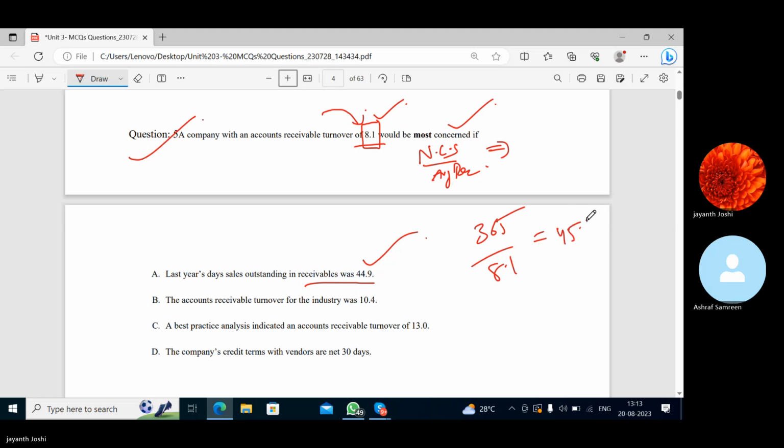45.0. Yeah, last year they were receiving in 44 days. Now if they are maintaining this, they have to receive in 45 days, but they're receiving before that. So will they be concerned? No, right? Last year's days sales outstanding in receivables was 44.9. Current year's is 45.6, which is similar to last year. Almost the same. 44 and 45 are not something to be concerned about.